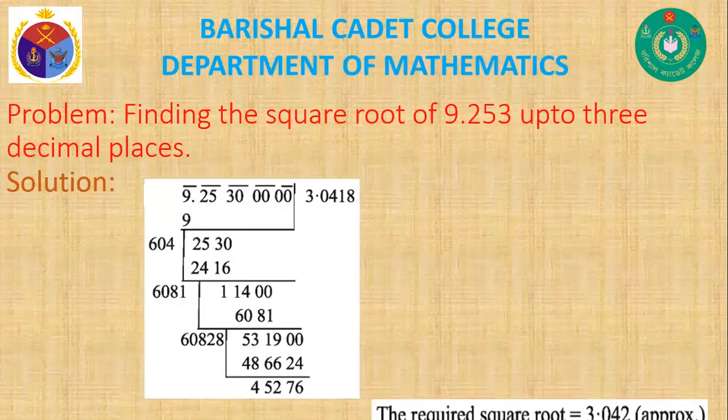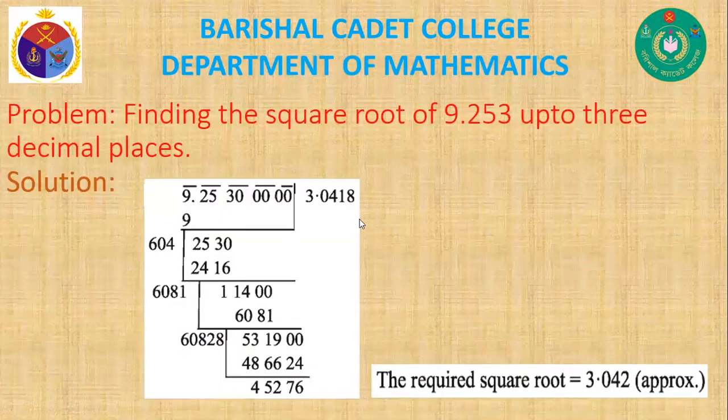So we have to add 1 to this number. Here this number is 1. So the desired result will be 3.042. This is the approximate result.